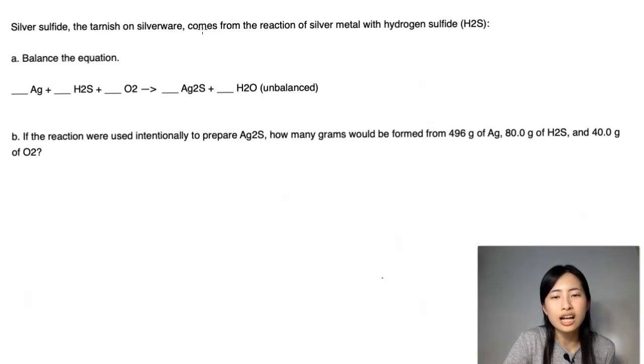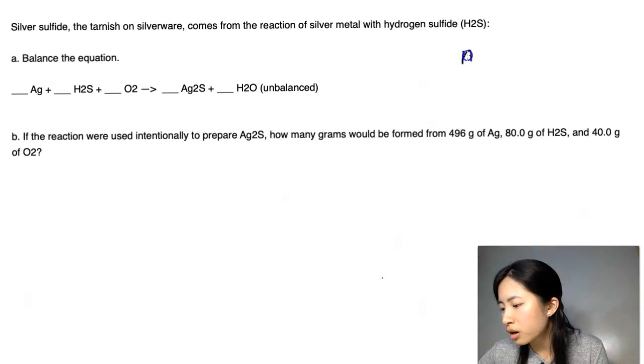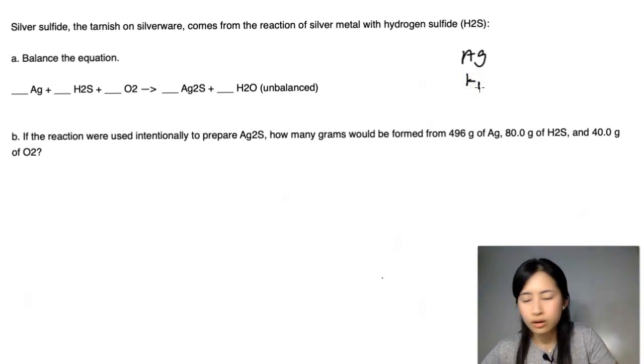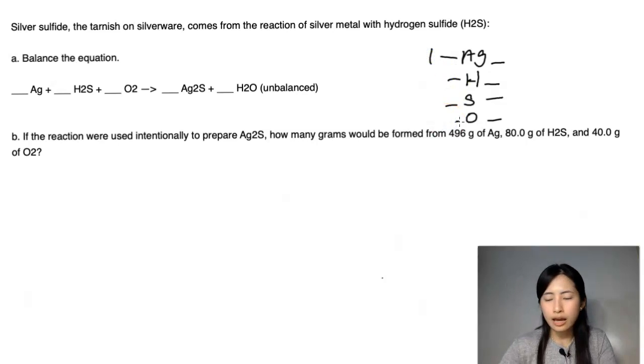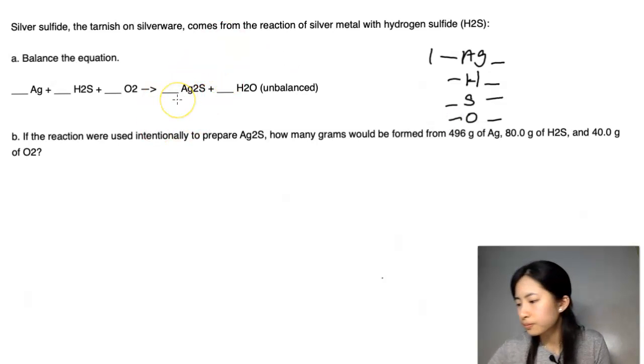So typically what I tell my students to do as the first step is to write down all of your elements and make a tally based on the left side of your reaction and also on the right side. So you have silver, you have hydrogen, you have sulfur, and you have oxygen. On the left side of your reaction, you have 1 atom of silver, and on the right side, you have 2.